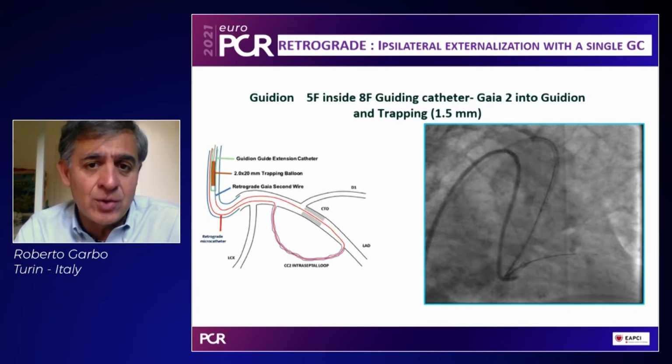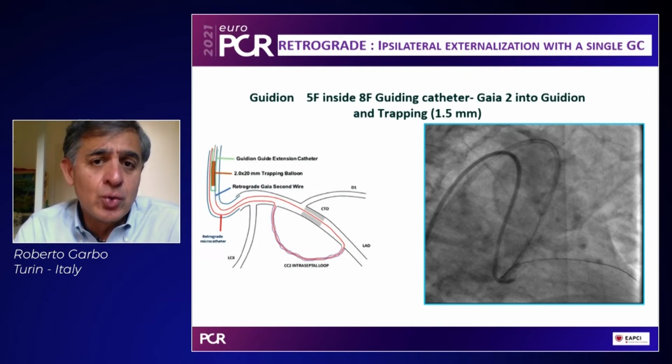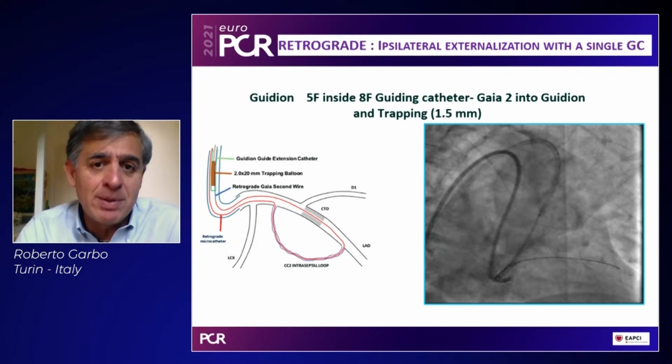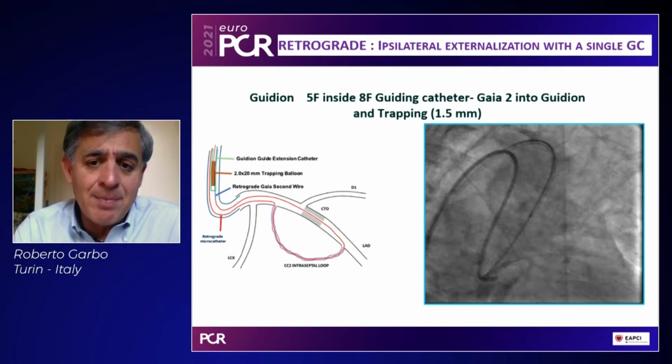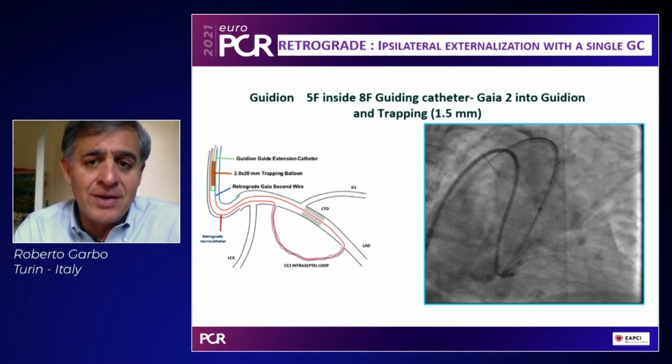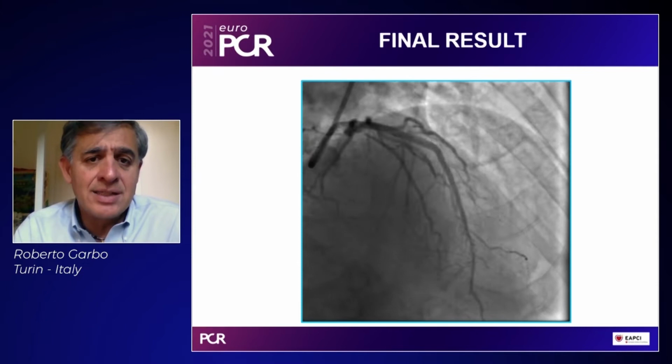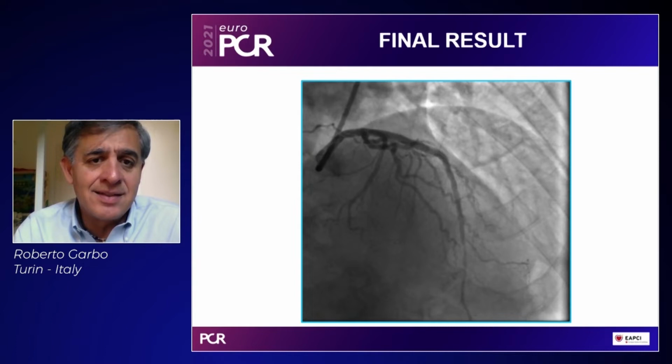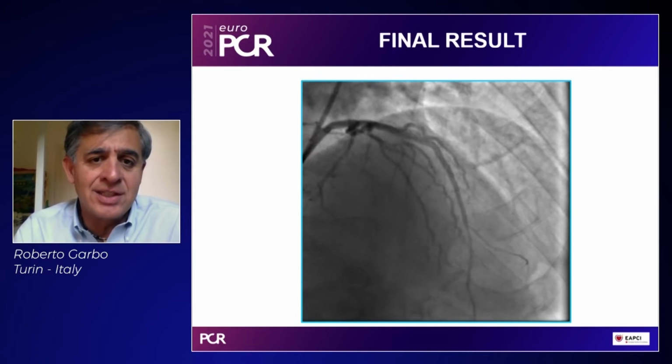With the guide extension put alongside the microcatheter, I'm able to put the wire inside the five French, and I can put a trapping balloon inside the guiding catheter. I can make a trapping. I can push the microcatheter retrograde inside the five French guide extension, and I can make externalization. And I was able to finish the procedure with a single access. And this is the most complex application of guide extension in CTO PCI.